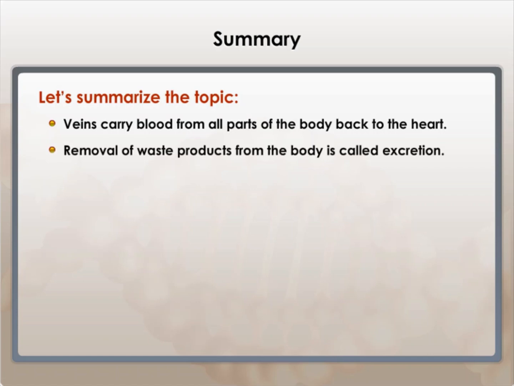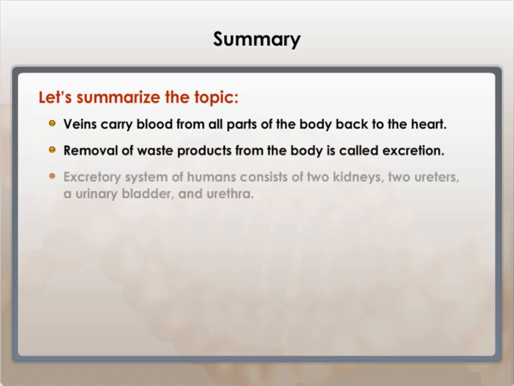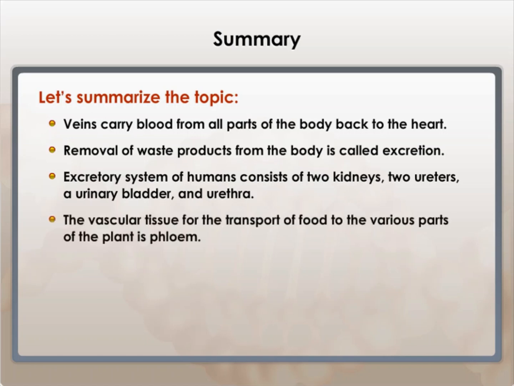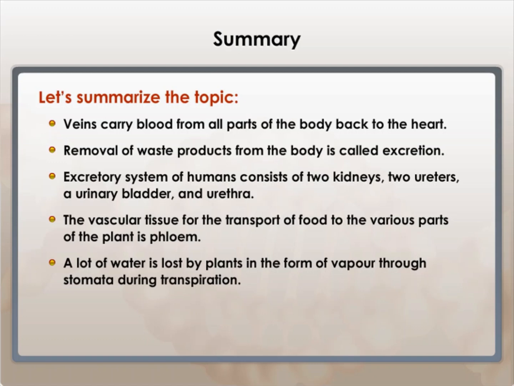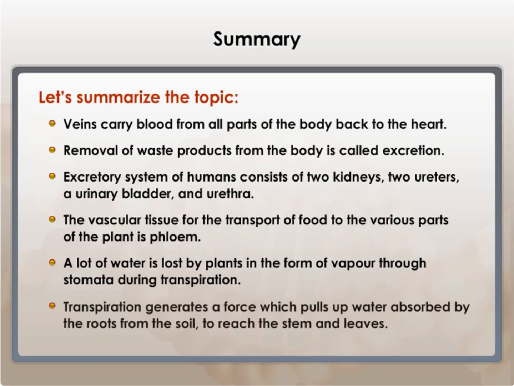Removal of waste products from the body is called excretion. Excretory system of humans consists of 2 kidneys, 2 ureters, a urinary bladder, and urethra. The vascular tissue for the transport of food to the various parts of the plant is phloem. A lot of water is lost by plants in the form of vapor through stomata during transpiration. Transpiration generates a force which pulls up water absorbed by the roots from the soil to reach the stem and the leaves.